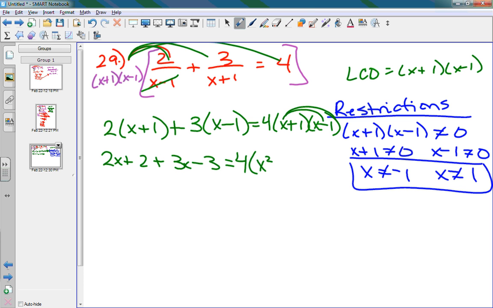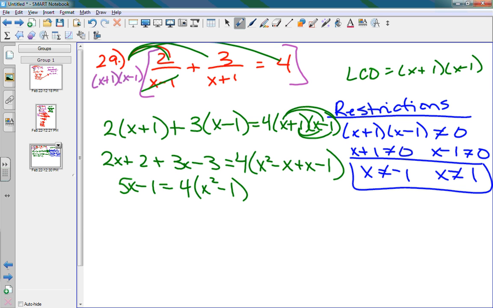Okay? So x times x is x squared. X times -1 is negative x. 1 times x is x. And then 1 times -1 is -1. Does that make sense? Yes? We certain? Combine like terms. 2x and 3x is 5x minus 1 is equal to 4 times x squared minus 1.